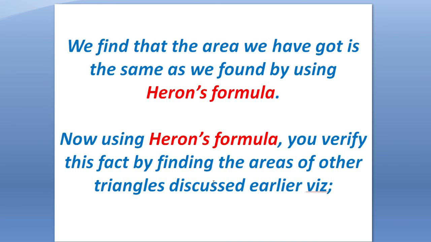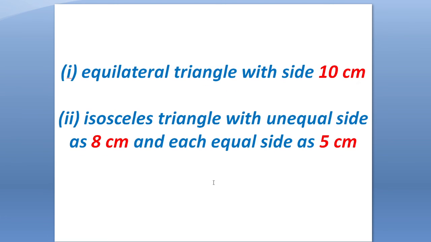Now using Heron's formula, you verify this fact by finding the area of the other triangles discussed earlier, which are the equilateral triangle with side 10 centimeter and the isosceles triangle with unequal side 5 centimeter and each equal side 5 centimeter.